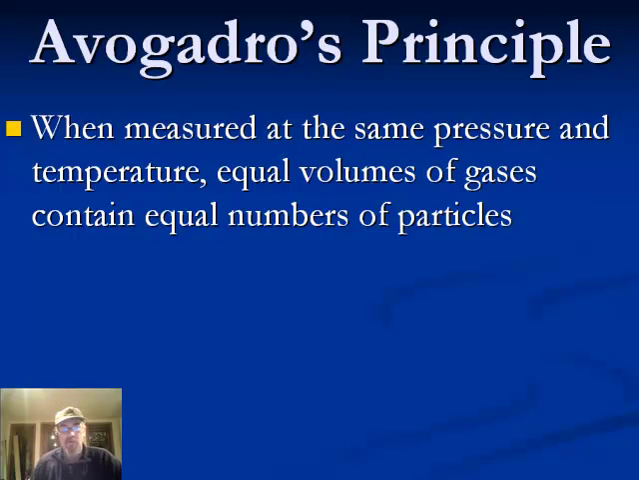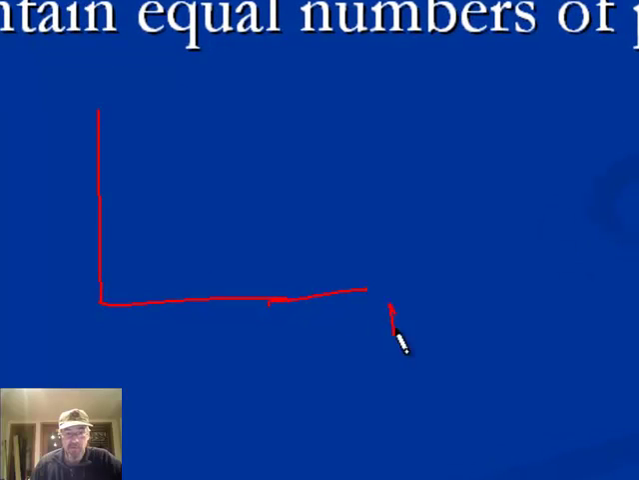Avogadro's principle. It's quite useful. It says that when measured at the same temperature and pressure, so there's a requirement that pressure and temperature don't change, equal volumes of gases contain equal numbers of particles. Another way of saying this is, as the number of particles, which I'm going to call N, gets bigger, the volume will also get bigger. And we all know this from common sense.